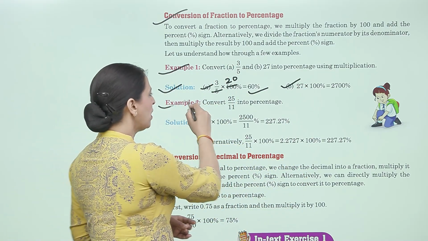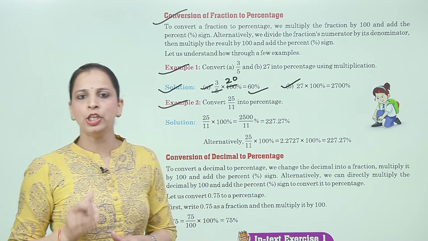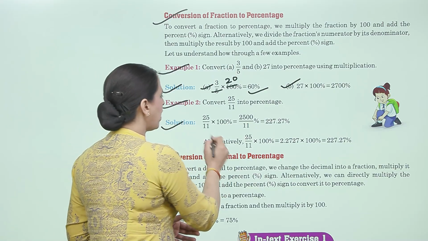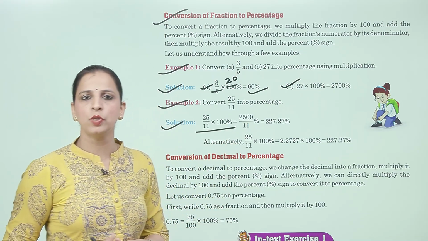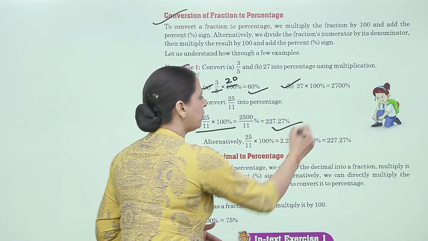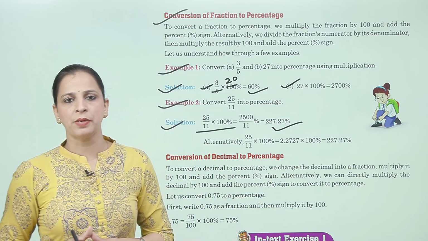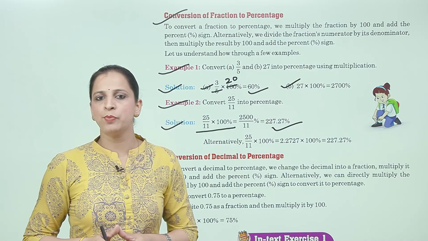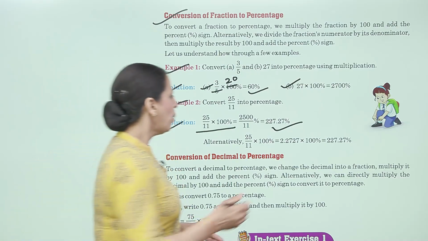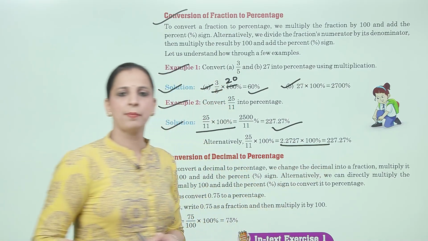Now example 2, convert 25 by 11 into percentage. Solution, 25 by 11 multiplied by 100, that is equal to 2500 upon 11%, or when you divide it becomes 227.27%. Alternatively, 25 by 11 into 100% is 2.2727 multiplied by 100% is 227.27%.